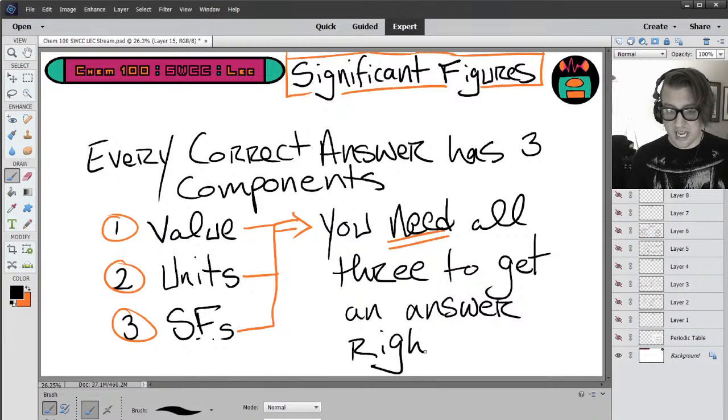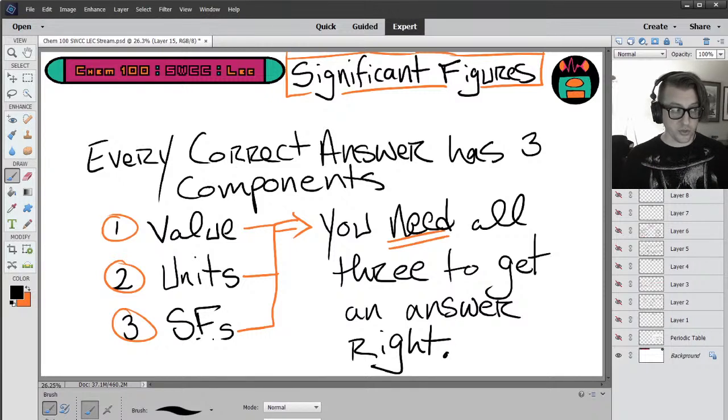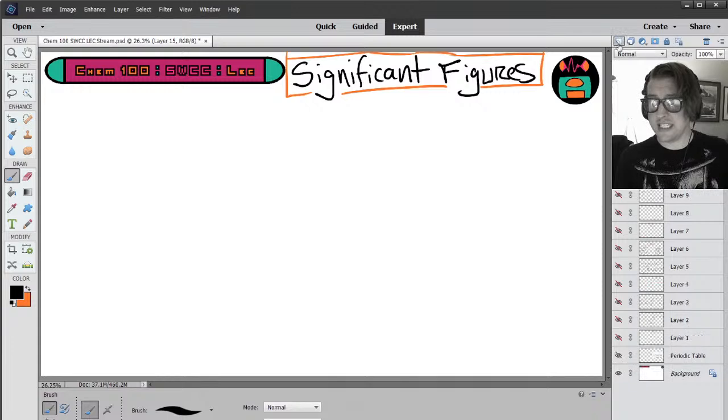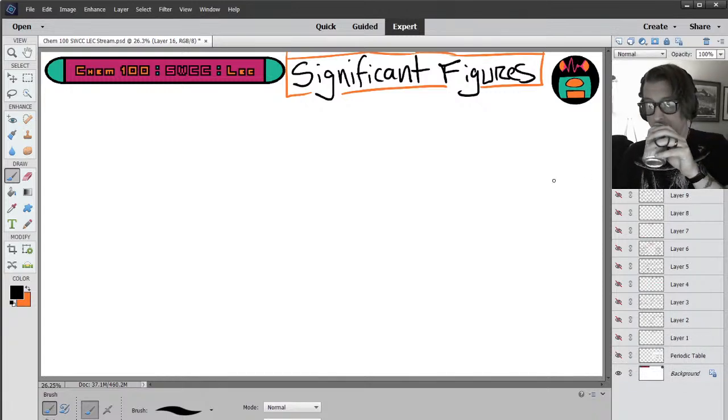So as we dive in and start talking about what are significant figures, how do you apply the rules, how do you use them, you need to have in your mind, this is vital, this is critical for me getting correct answers, all right? You've got to have all three of these things, the correct value, correct units, correct sig figs, all lined up if you get the answer correct. All right, with that being said, it's enough of a preamble. Let's dive in to what these things actually are.